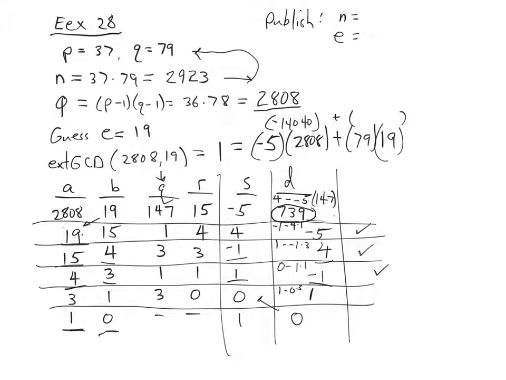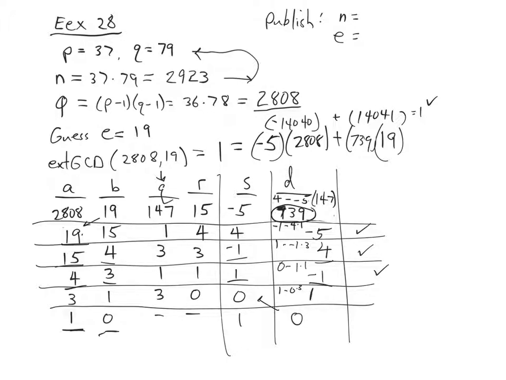739. So now on the calculator, 739 times 19 is 14,041. So it does work out. Okay, so all of that work was to find the number D, which is 739.